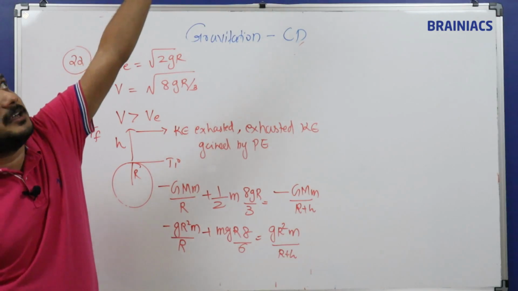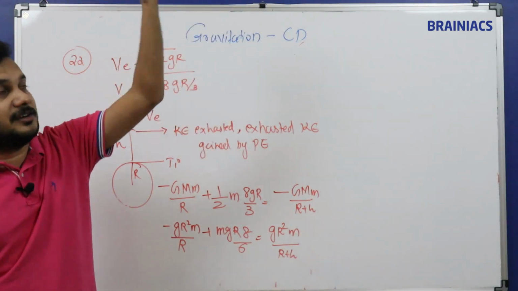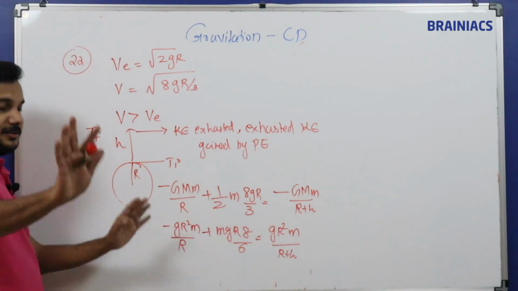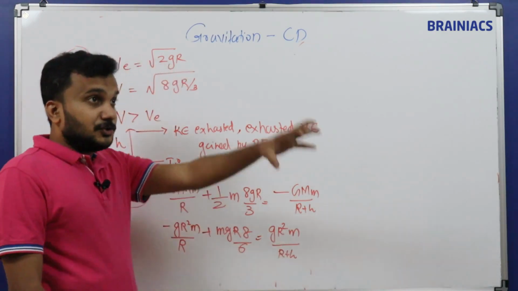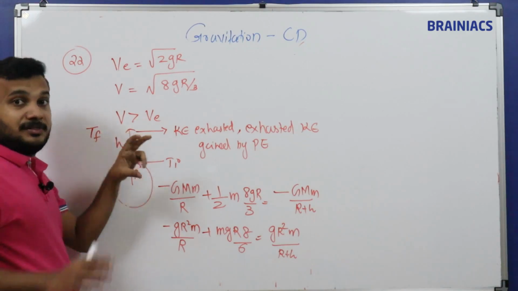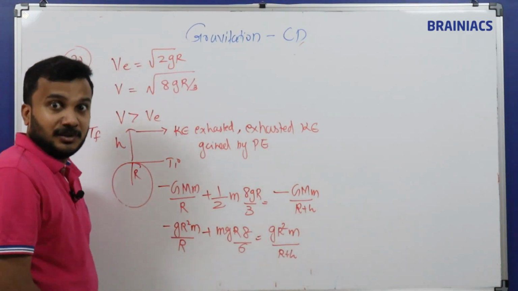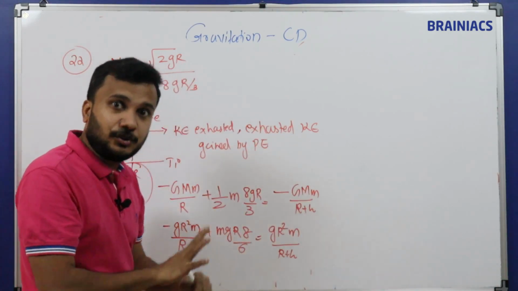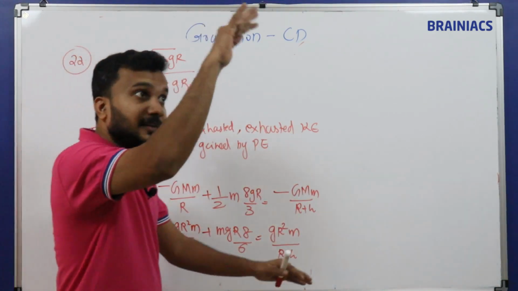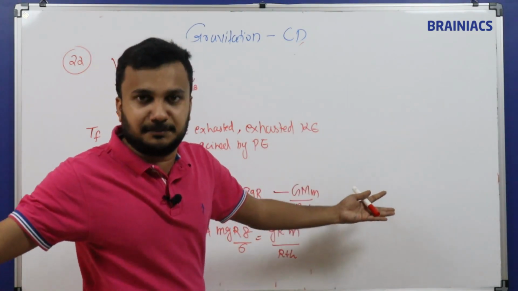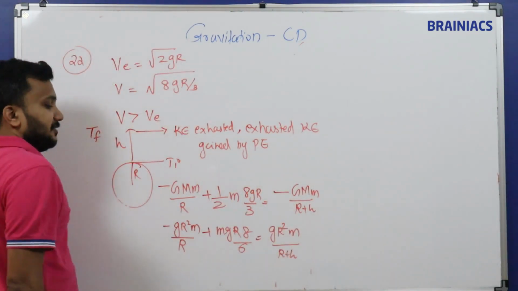But the ball keeps on going. At some point kinetic energy drops to 0 and potential energy is maximum. So this height we are taking within the gravitational field range, not outside the range. Within the gravitational field range only these things will happen. After the gravitational field, there is nobody there. You are free to fly anywhere. So this is within the gravitational field range.